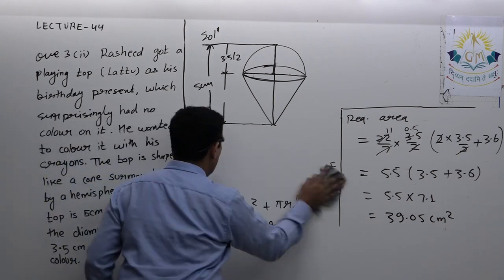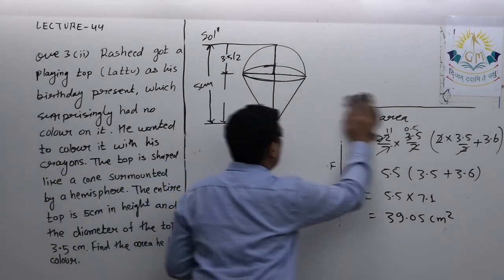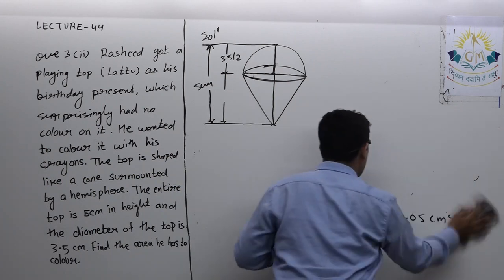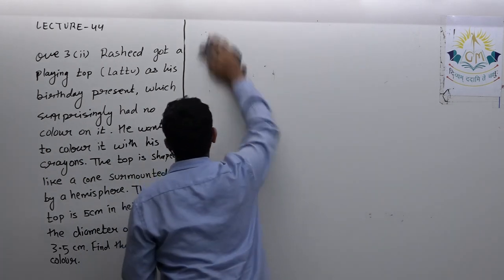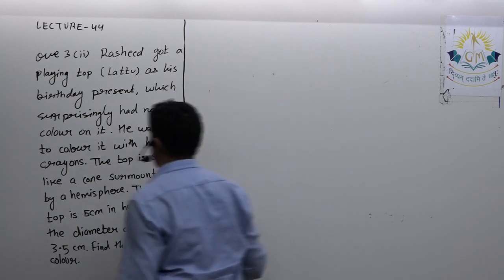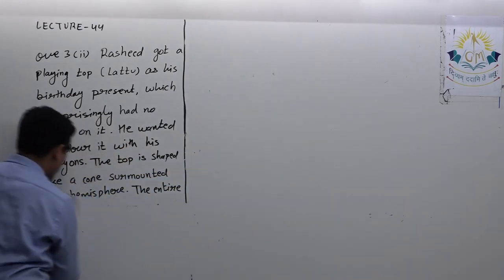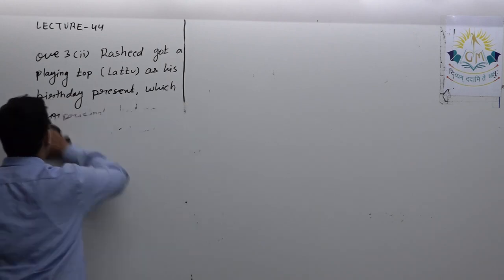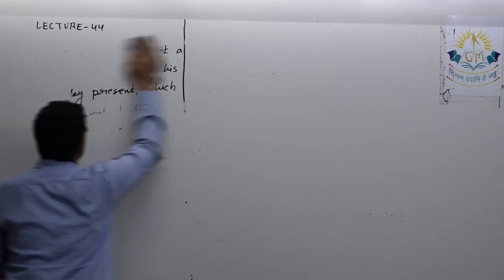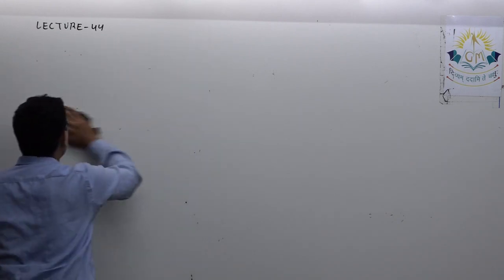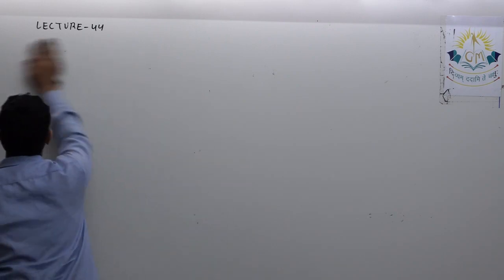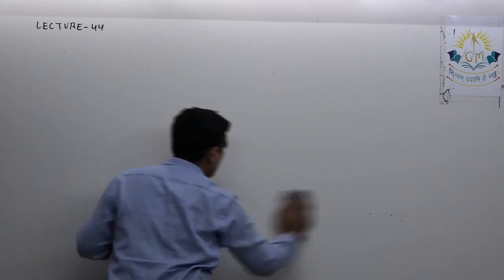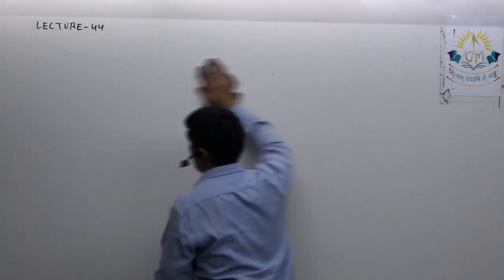Okay, I hope you noted this down and this concept is clear to you. In your syllabus, you will get maximum questions of the combination of two types of solids. And either they will ask you to find its curved surface area or total surface area or volume of the total combined solid. So now we'll see the next question.